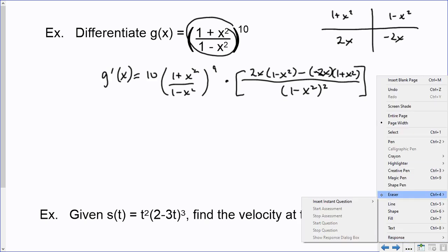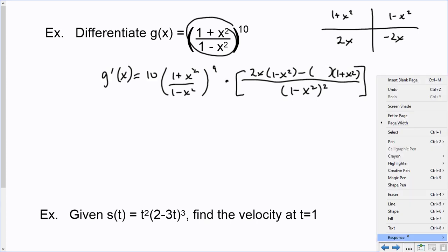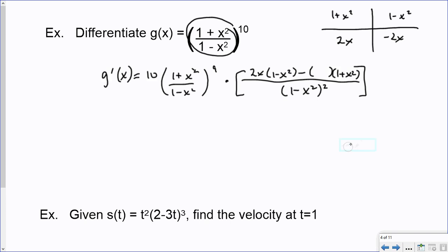I should clean this up a little bit here. I want to make sure that you guys can see that. Okay, and that was a negative 2x. Oh, I did it again. There we go. Now, could I simplify? Well, I'm going to simplify a little bit, just so that you know how to do this.